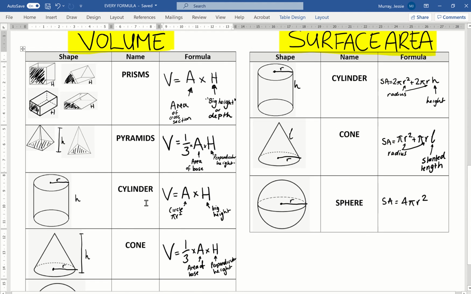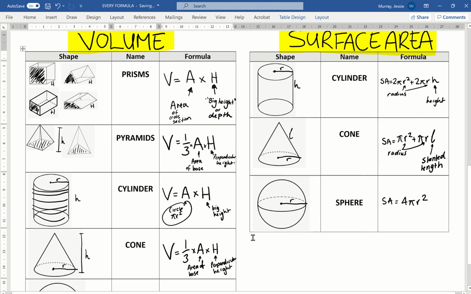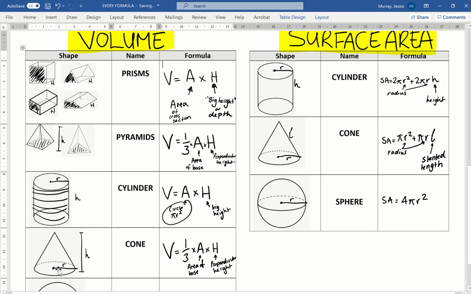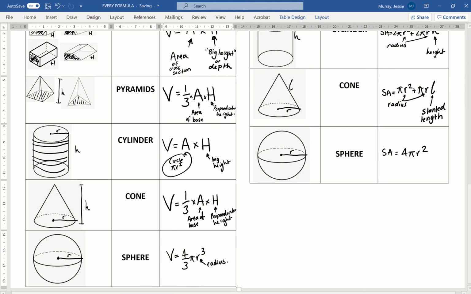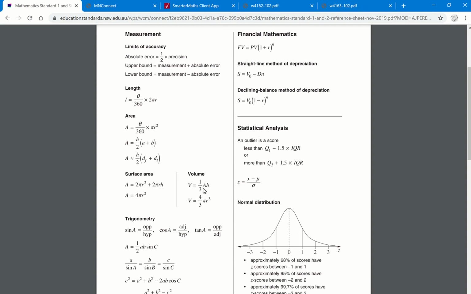Cylinder is a type of prism. Because remember, what defines a prism is the same cross-sectional shape all the way down. And it has that, but it's a circle. So this time when you do the area of the front shape or the cross-sectional shape, it's a circle multiplied by the big height. So a cone is a form of a pyramid. The base of the pyramid, which is the area you have to find, is a circle. So then the only other formula is your sphere. So it's not a hard thing to remember these volumes. AH is already there for the prism. A third is there for the pyramid, and 4 thirds pi r cubed for the sphere.